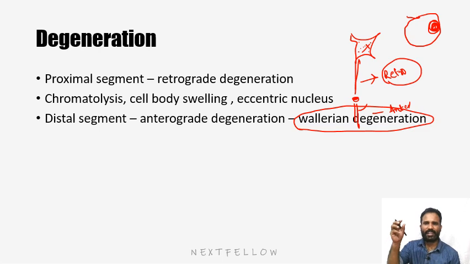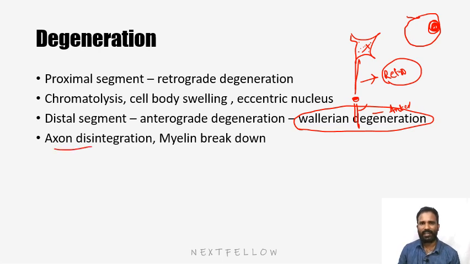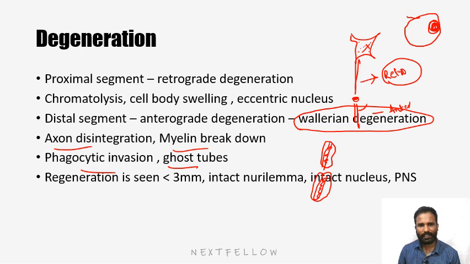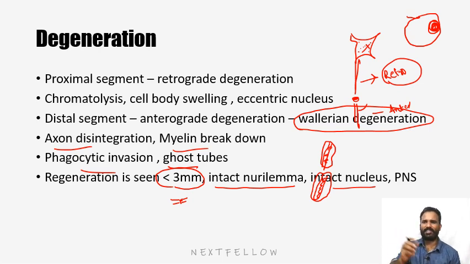Wallerian degeneration is the degenerative change that occurs in the axon distal to the nerve injury, and it is also called anterograde degeneration. What happens here is the axon disintegrates and the myelin is broken down, and then phagocytes invade these empty myelin spaces, and only the myelin Schwann cells remain with nothing in the center. We call them ghost tubes. Regeneration occurs if the two cut ends are approximated and less than 3 mm apart, the neurolemma is intact and the nucleus in the cell body is intact. Regeneration is more seen in the peripheral nervous system because of the alignment of Schwann cells. In the central nervous system, it is difficult because one oligodendrocyte myelinates many, so approximation of those segments is not possible.